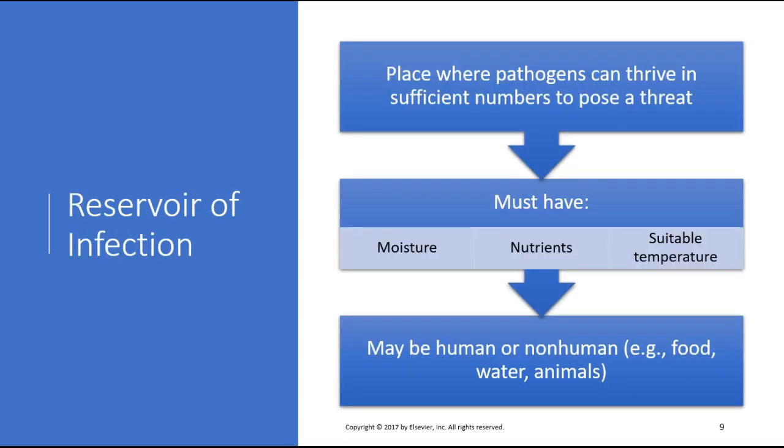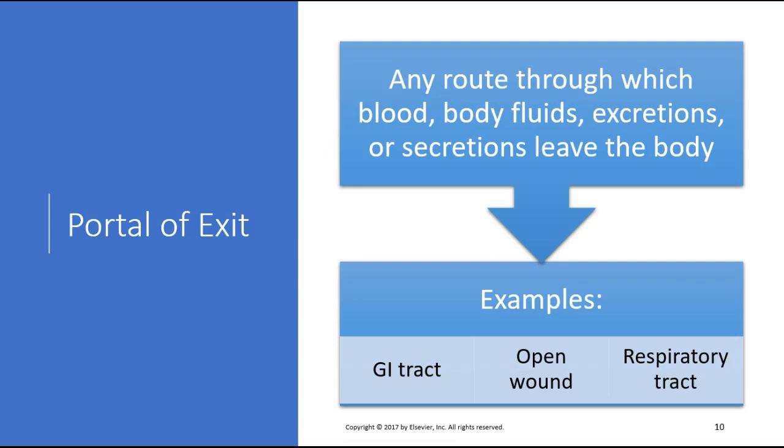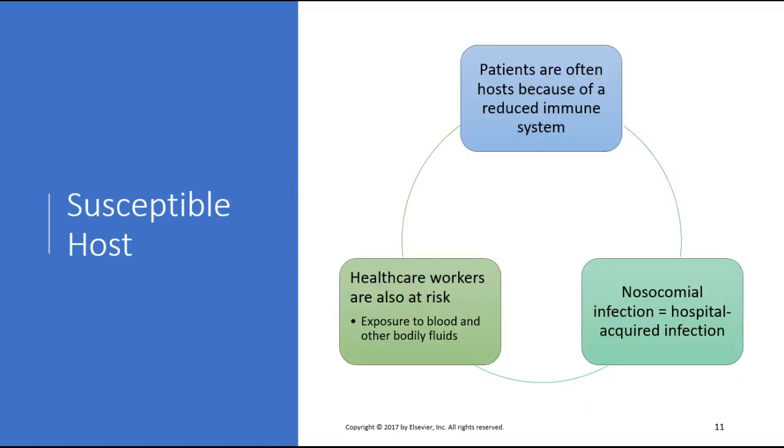The reservoir of infection is a place where pathogens can thrive in significant numbers to pose a threat. They must have moisture, nutrients, and suitable temperature. It may be human or non-human, so it could be food, water, or other animals. The port of exit is any route through which blood and bodily fluids, excretions, or secretions leave the body, so it could be the GI tract, an open wound, or the respiratory tract.